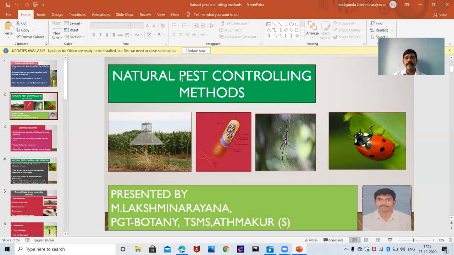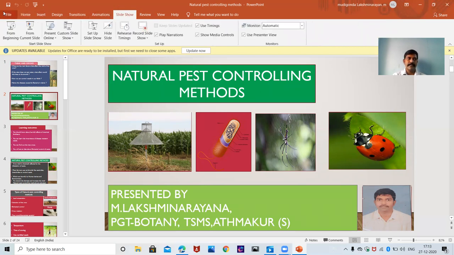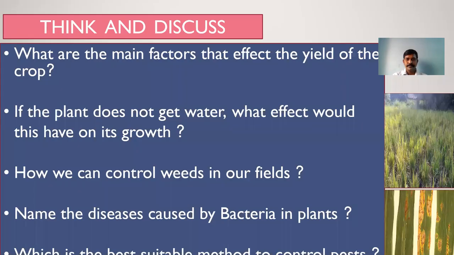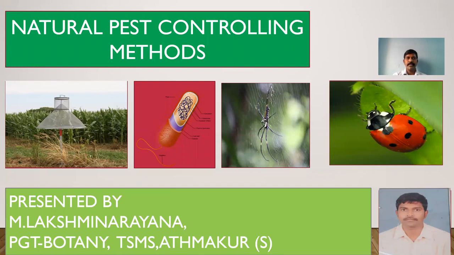Those are the bio insecticides. Bio insecticides are one of the types of natural pest controlling methods. Today our topic is natural pest controlling methods. We are controlling the pests by using lights or with the help of some special bacteria like Bacillus thuringiensis, helpful bacteria, or spiders or ladybird beetles. These are helpful to control the pests. Not only chemicals, pesticides, or insecticides, some natural methods are there. Those natural methods are also helpful to us to control the pests.